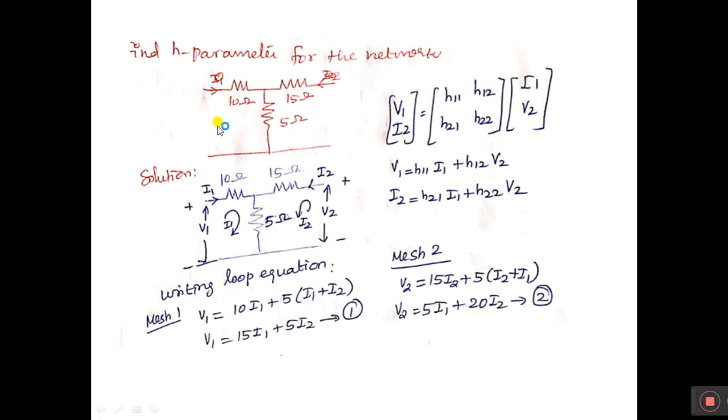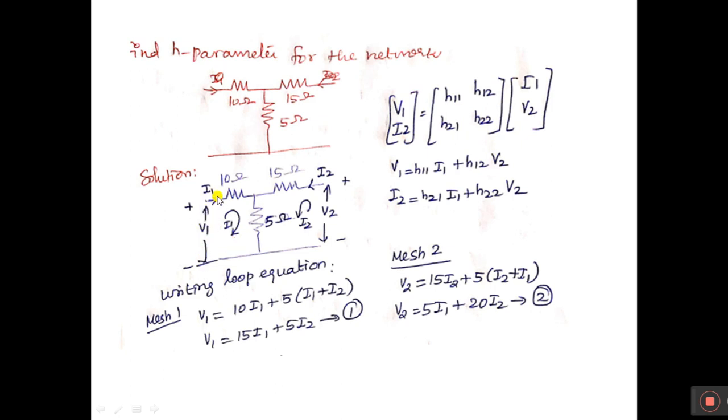Suppose a given question looks like this. Whatever the question may be, it is better to convert that into a star network. If the question itself gives a star network, take it directly. So the expression of the H parameter is this one: V1, I2 equal to H11, H12, H21, H22 times I1, V2. This is the equation. Now form the loop equation for this circuit.